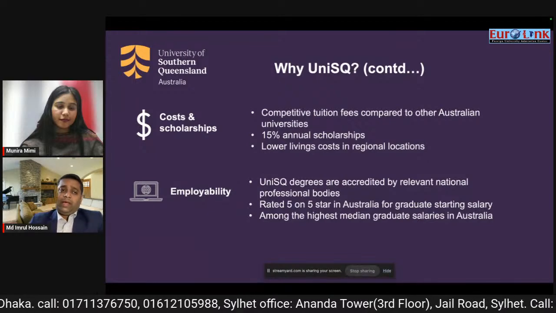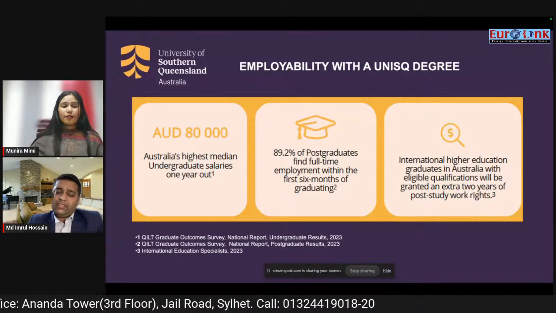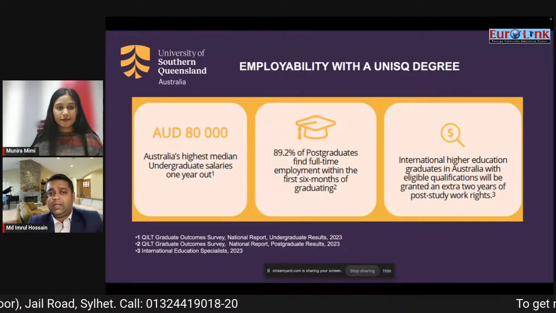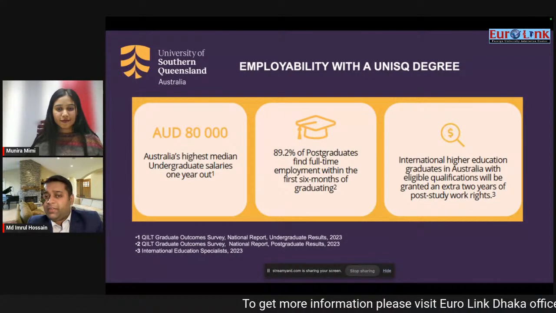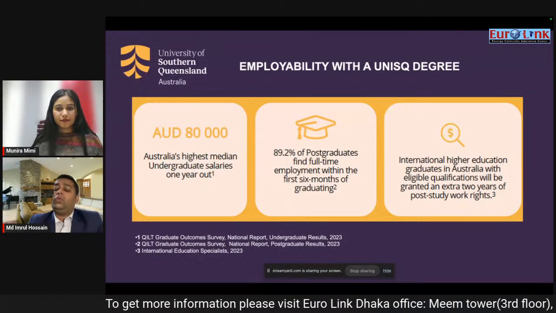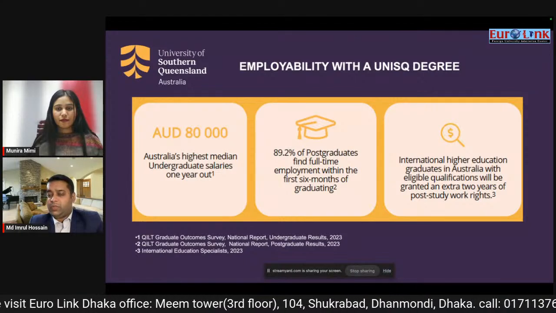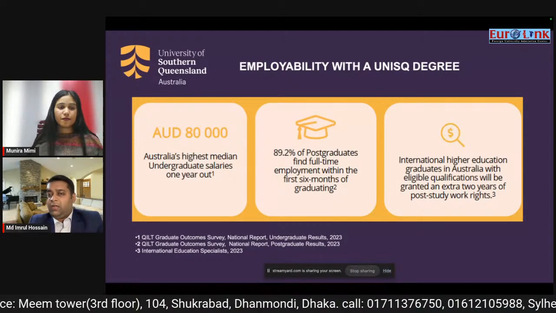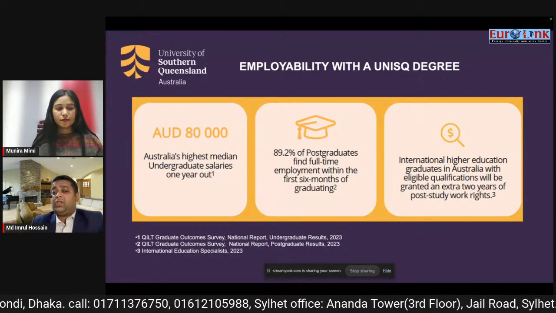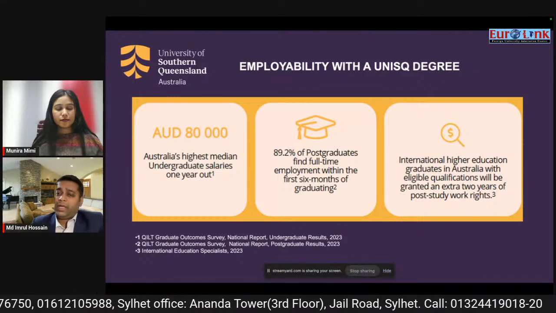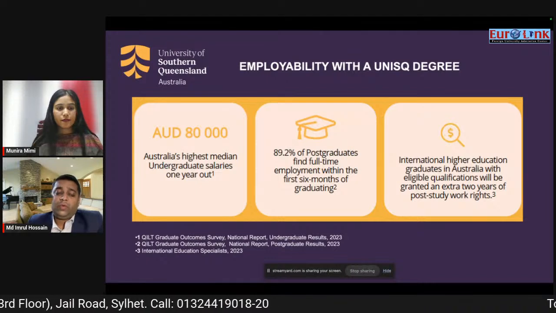I was talking about the highest median undergraduate salaries, starting from 80,000 Australian dollars in the first year, and 89.2% of postgraduates find full-time employment within 6 months of graduating. Very important to note, our IT students are getting 25% higher salaries than other graduates in their first job offer. International higher education graduates in Australia with an eligible qualification, as I told you earlier, get an additional 2 years of post-study work rights staying with the University of Southern Queensland.